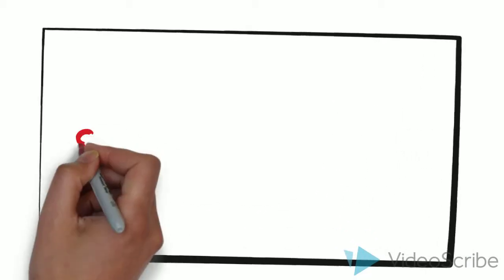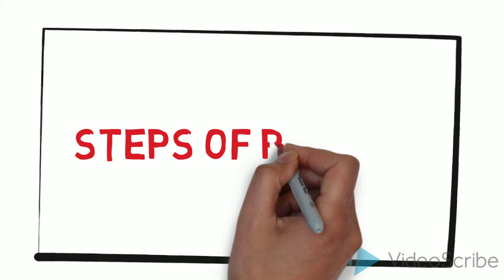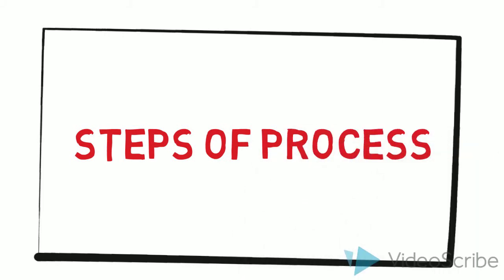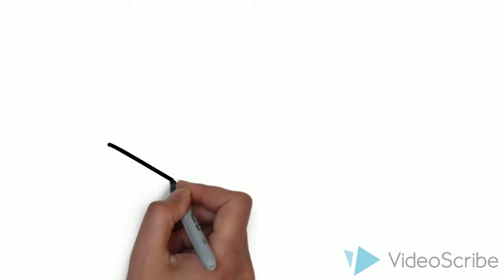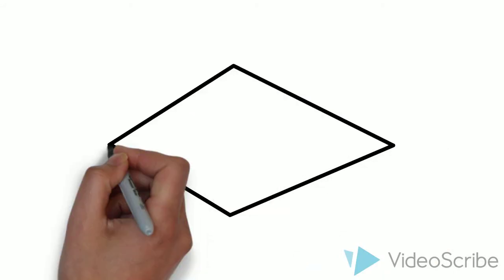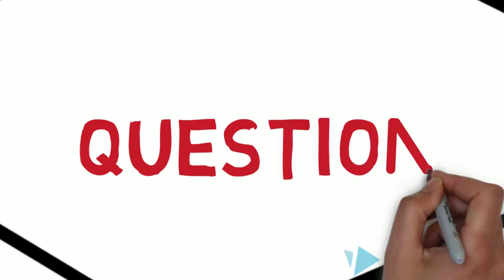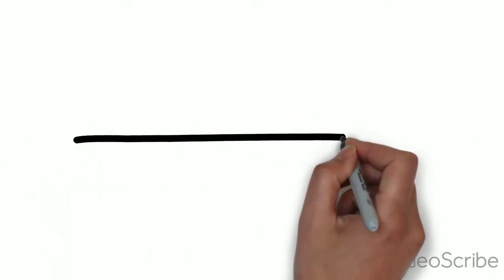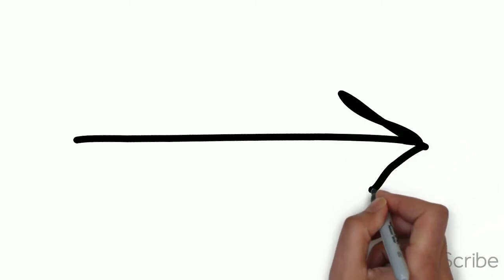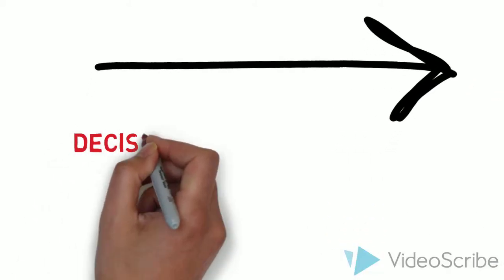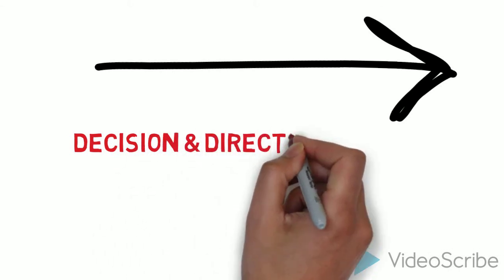The regular shaped rectangle represents steps in the process. A diamond represents questions in the process. An arrow represents decision and direction of flow.